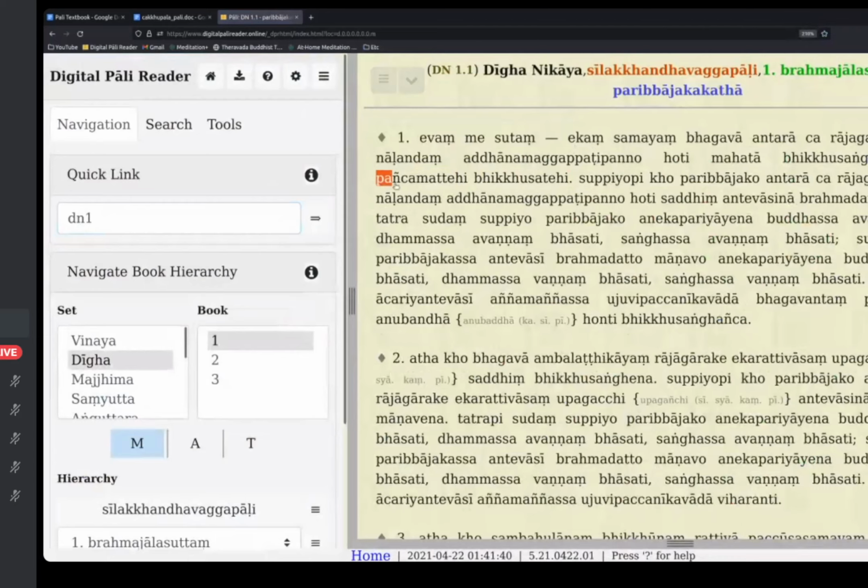But you can also just say panchahi. If you just said panchahi bhikkhu satehi, this means with 5 bhikkhu satta. And what that means is with 500 bhikkhus. So instead of putting the 5 and the 100 together, you say 5 hundreds of bhikkhus. So it would be panchahi bhikkhu satehi.